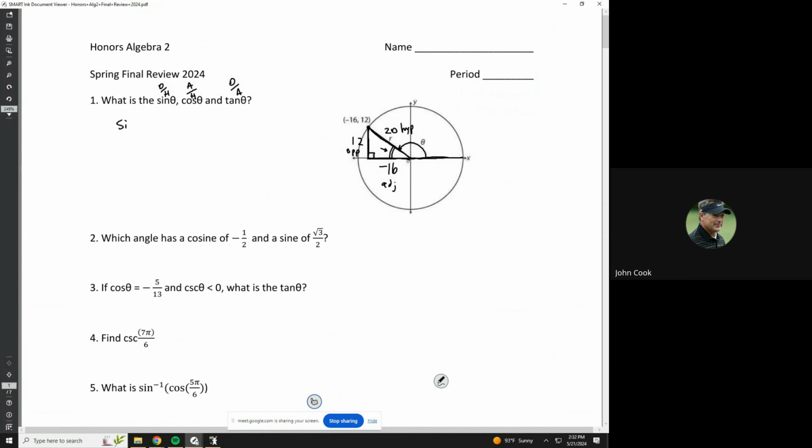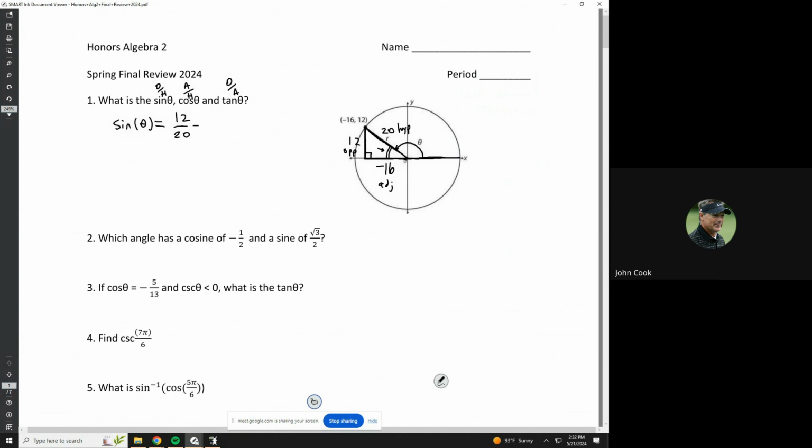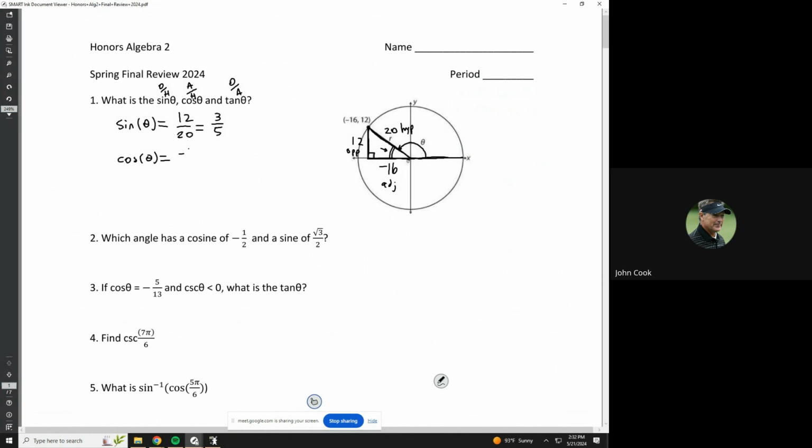So sine of theta is equal to the opposite side over the hypotenuse, so that's 12 over 20. That reduces down quite a bit. Those are both divisible by 4, so that's 3 over 5. Then we do cosine next. Cosine is the adjacent side, negative 16, divided by the hypotenuse, 20. Again, both divisible by 4, so that turns into negative 4 over 5. The last one, tangent, is opposite over adjacent, so that's 12 over negative 16. Both are divisible by 4, so that's 3 over negative 4, or negative 3/4.